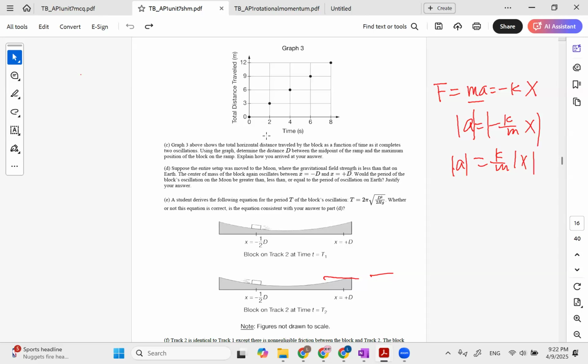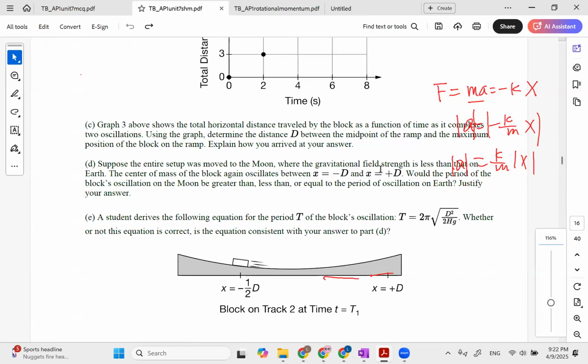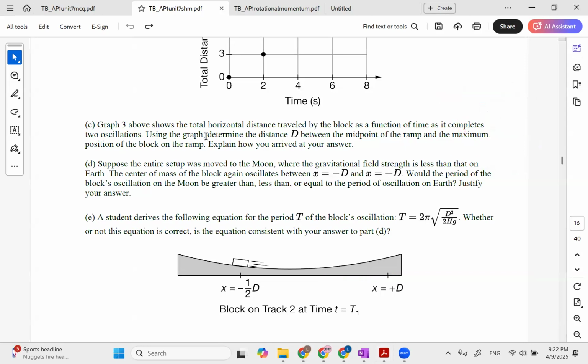So pay attention to the key information given in the question. When you read the question, what is the key information?